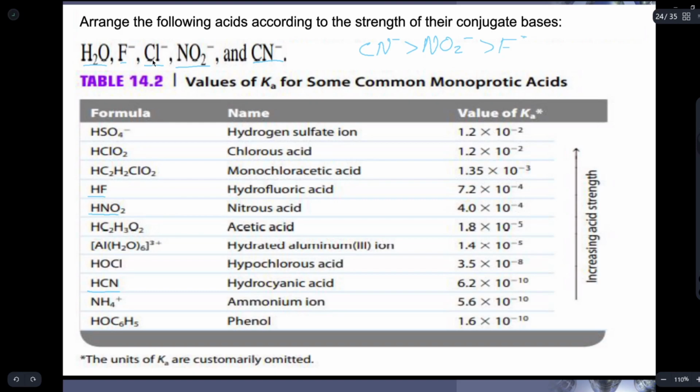Now here we see HCl is not mentioned anywhere in the table. That is because it is a strong acid and the Ka value of strong acids is usually too high to be listed. And we know that strong acids yield the weakest conjugate bases. So in this case, water, or H2O, is a stronger base than Cl minus.